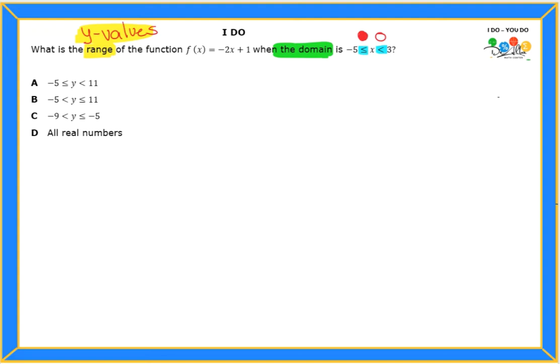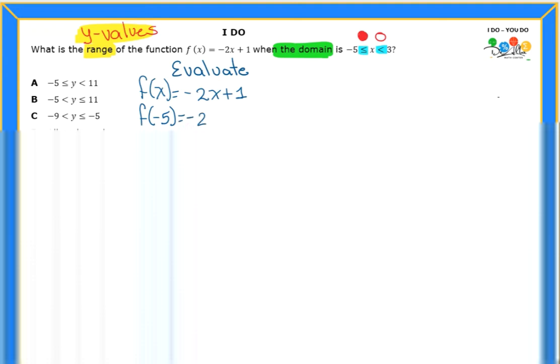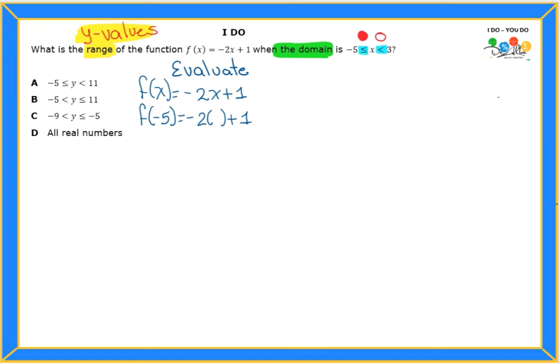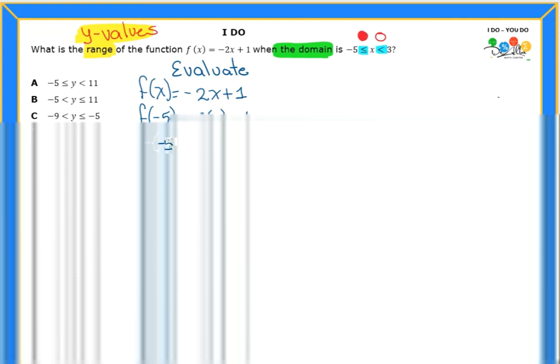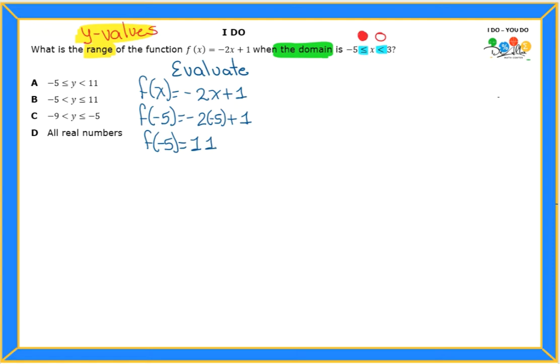So the first thing I'm going to do is evaluate f of x, which is given to me as negative 2x plus 1. And evaluate basically means work it out, okay? So I'm going to replace x with a negative 5. Where the x is, notice how I left a blank space? I need a negative 5 in there. So f of negative 5 equals, if I work it out, a positive 11.